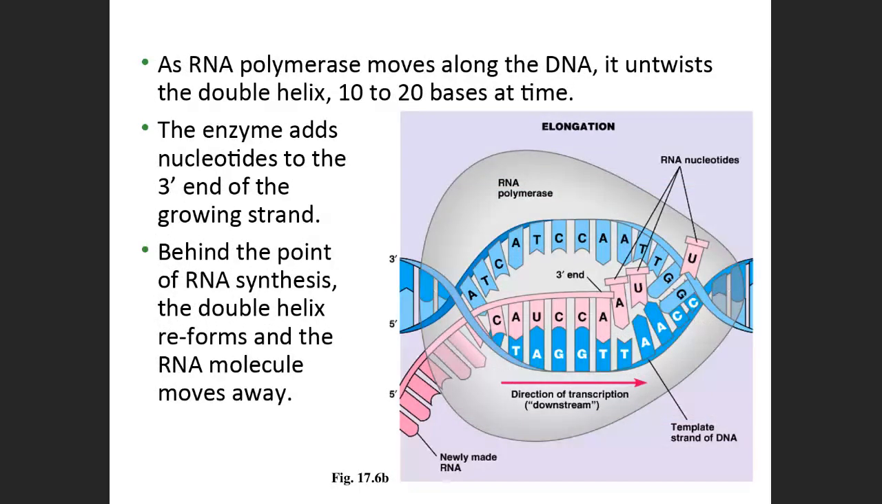As the RNA polymerase moves along the DNA, it untwists the helix, so it opens it up about 10 to 20 bases at a time so that it can add nucleotides to create the messenger RNA. And just remember that it adds a U instead of a T. So RNA has no thymine in it. It's all uracil. As the polymerase moves along, it's opening up the DNA, it's transcribing, and the DNA closes behind it.